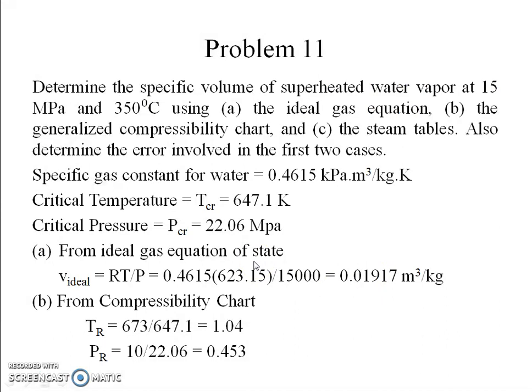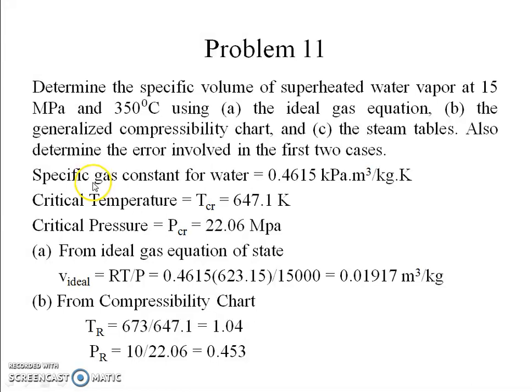In this case, I am giving you a superheated water vapor which is at 15 megapascal and 350 degrees centigrade. And I am asking you to find out the specific volume of this superheated water vapor using these 3 things. First, you have to use an ideal gas equation. Second, use the compressibility chart. And third, use the steam tables. So let's take one by one all these 3 methods.